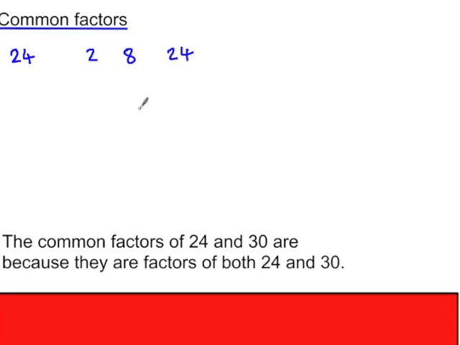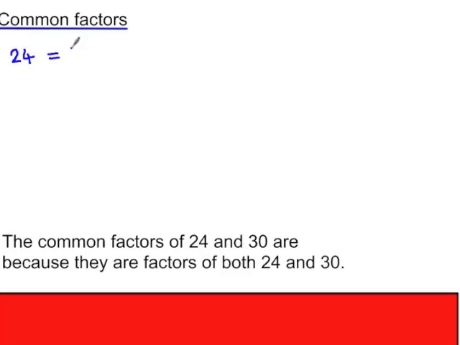This method, though, is not very systematic. If I just try and look at the number and think, oh, what goes into 24 and write them down, I'm going to risk missing some of the factors. So instead, I'm going to use a systematic approach. 1 is always a factor.